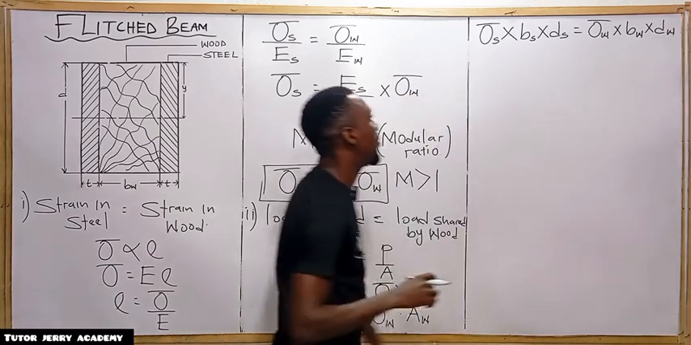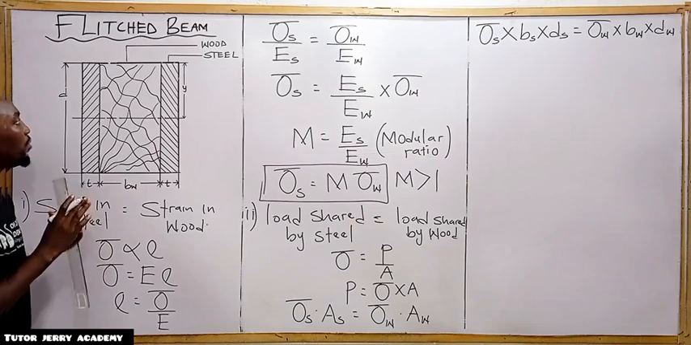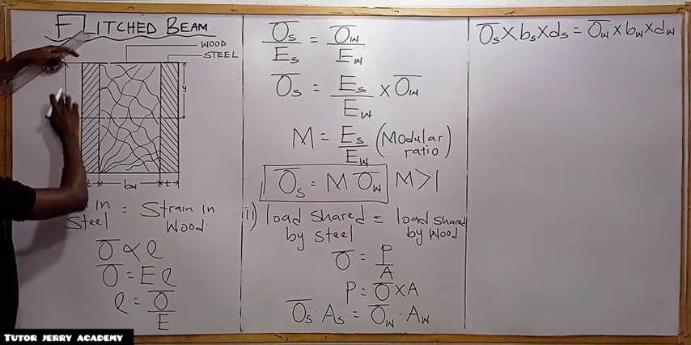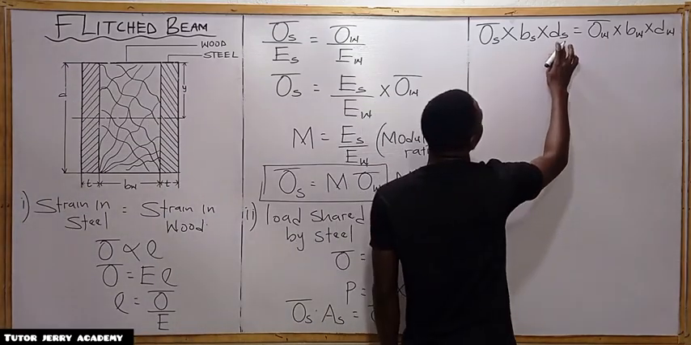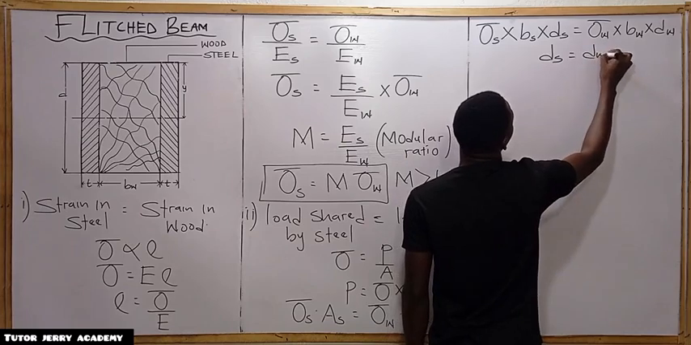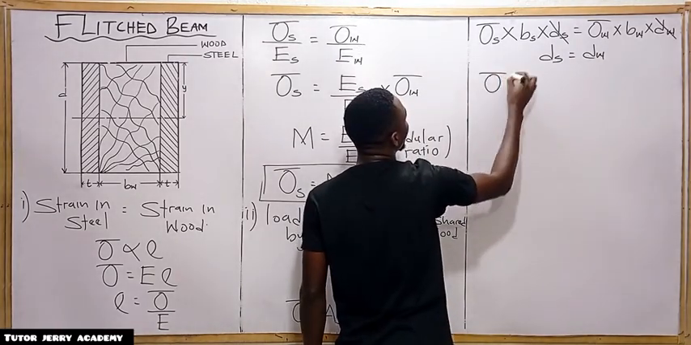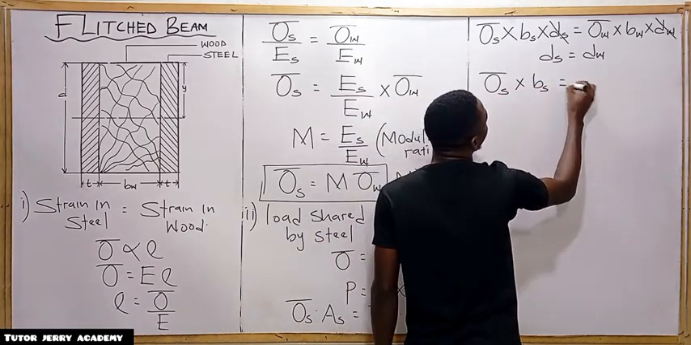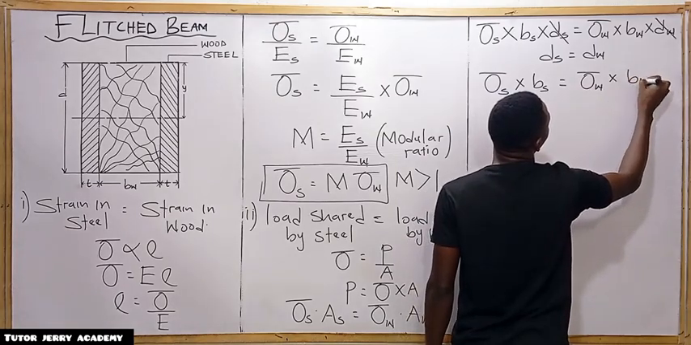All right. So now the next thing you are going to take note of here is that the depth of the steel and the depth of the wood are the same. You can see depth here, right? For the steel, from this point to this point is depth. For the wood too, from this point to this point is also depth. So you are going to note that ds, that is, the depth of steel, is equal to the depth of the wood. So this will go with this, and we are going to be left with the stress of the steel multiplied by the base of the steel, which is equal to the stress of the wood multiplied by the base of the wood, right?